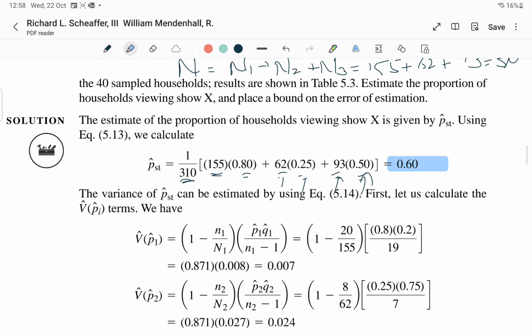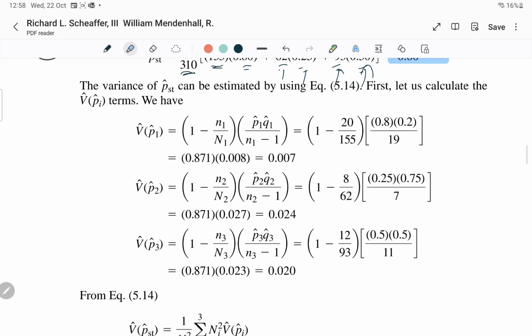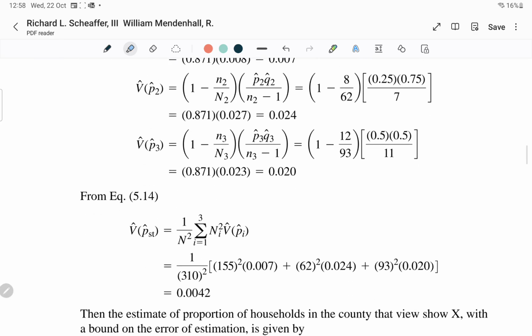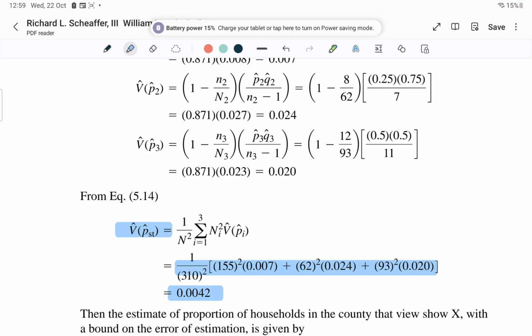And then the variance is very straightforward. It should be calculated. Variance of P1 is (1 minus n1/N1) times N1 P1 Q1 over n1 minus 1. So we are getting 0.007. That is the first variance, second variance, third variance. By adding them together, and by solving, the total variance is 0.0042. Okay, so this is the variance that is a true variance.